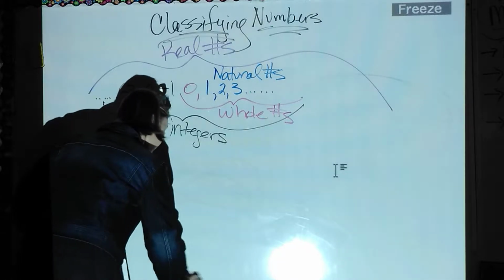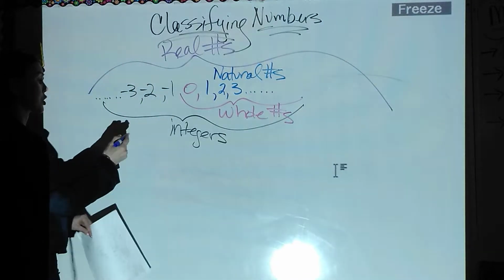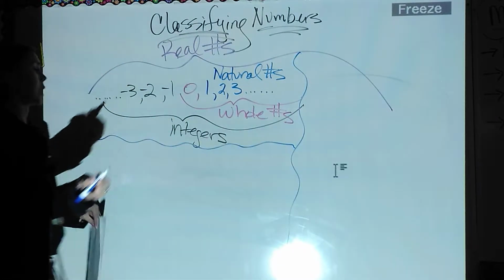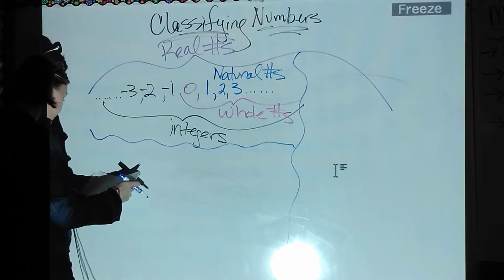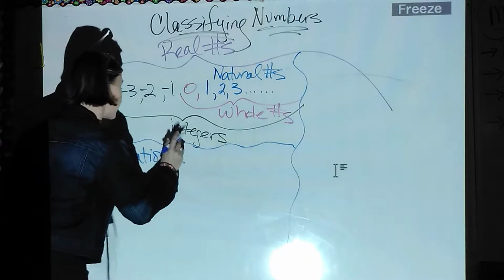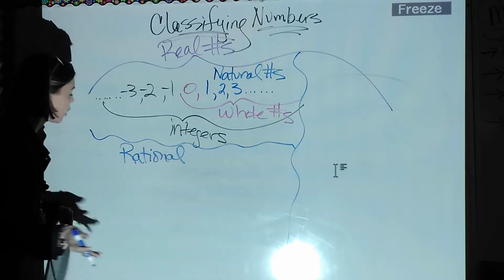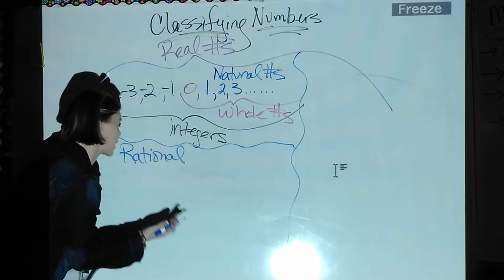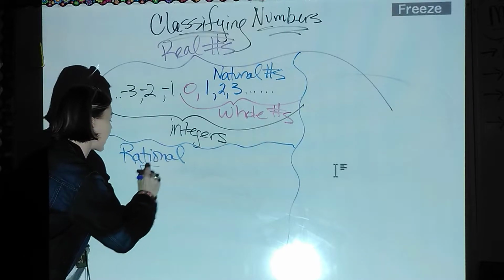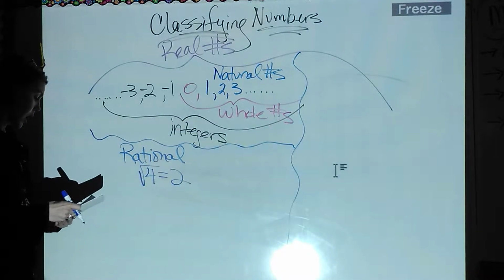Okay, so now next we're going to talk about rational and irrational numbers. Okay, so let's just draw a squiggly here and a squiggly here. All right, so rational numbers deal with fractions, square roots, decimals, that kind of thing. So when we're talking about rational numbers, we're talking about perfect squares, like the square root of 4 is 2.